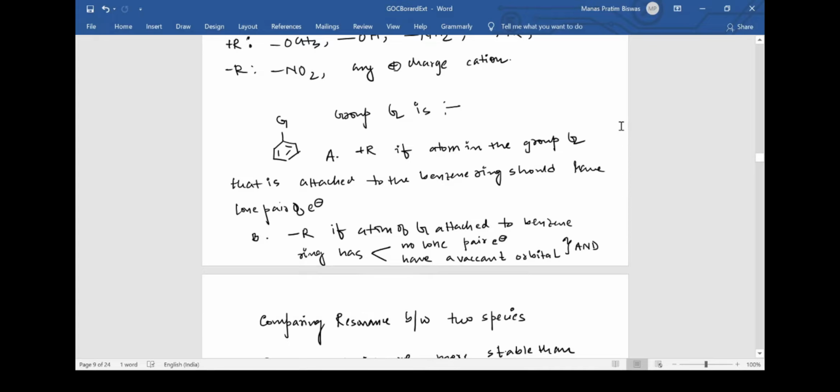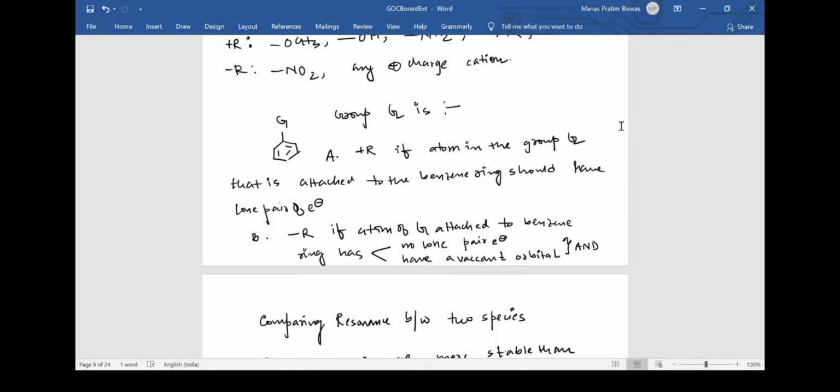Consequently, minus R groups are those where the G group is attached to the benzene ring through an atom, the oxygen or nitrogen that I was speaking of, and if this atom doesn't have a lone pair and has a vacant orbital, these two conditions are necessary for the group to become a minus R group. Let me clear myself up again. Minus R groups are those groups where the atom of the group G that is attached to the benzene ring has no lone pair of electrons and has a vacant orbital.